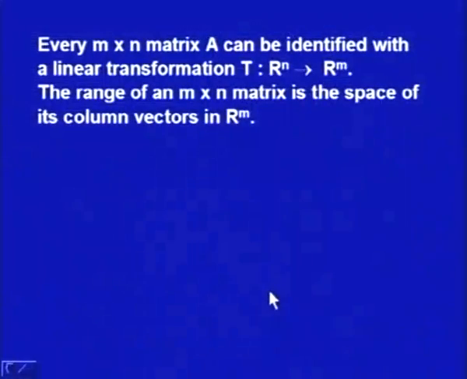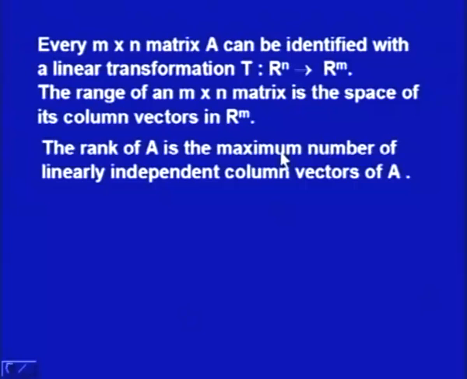Now, we say that every m by n matrix A can be identified with a linear transformation T from Rn to Rm, and the range of an m by n matrix is the space of its column vectors in Rm. In the matrix A we will be having vectors in Rm, so the range space of that will be the range of the matrix. The rank of A is the maximum number of linearly independent column vectors of A. That is how we define the rank of the matrix A.